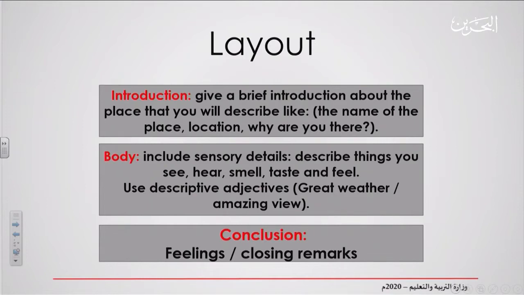Let's see. What you need to do is, you will give a brief introduction about the place that you will describe. For example, let's imagine you're going to describe Bahrain Museum. What is the name of the place? You will simply say Bahrain Museum. The location, which means where is it located? It's located, for example, in Manama, in Isa Town, and wherever. It's not only the Bahrain Museum that we are talking about here, anything. It depends on the location of the place that you're going to describe.